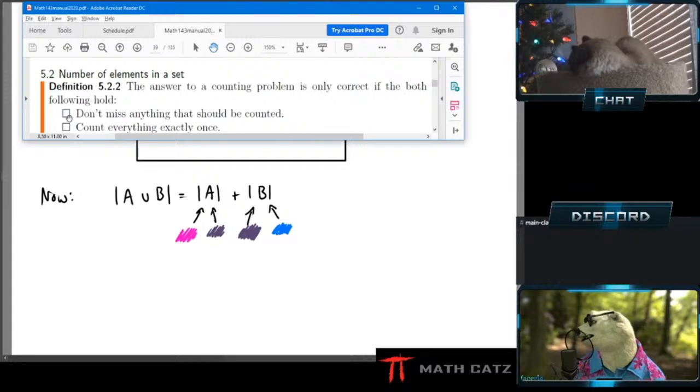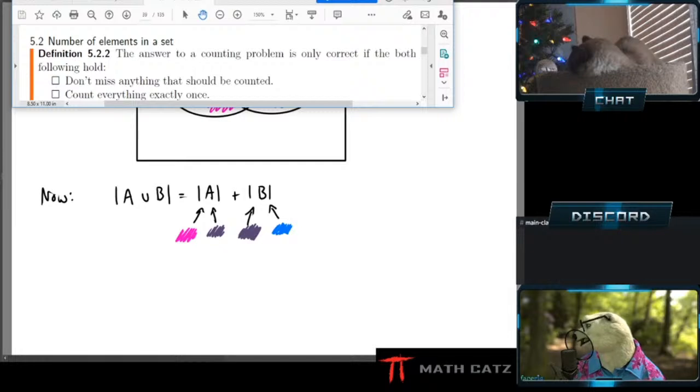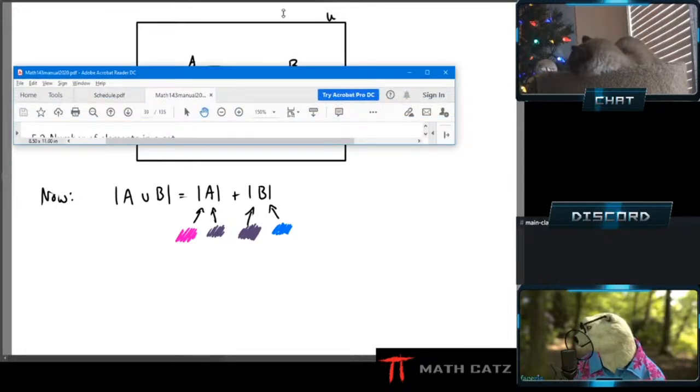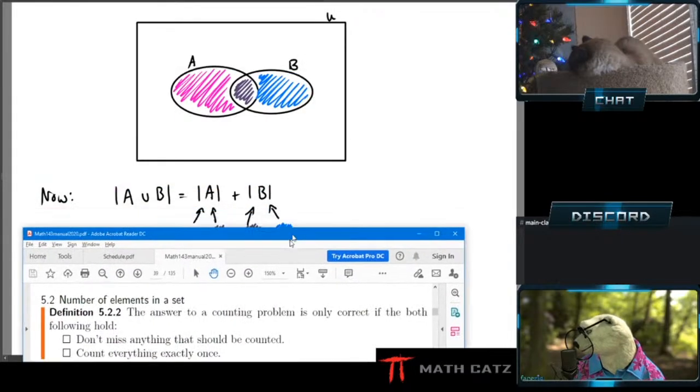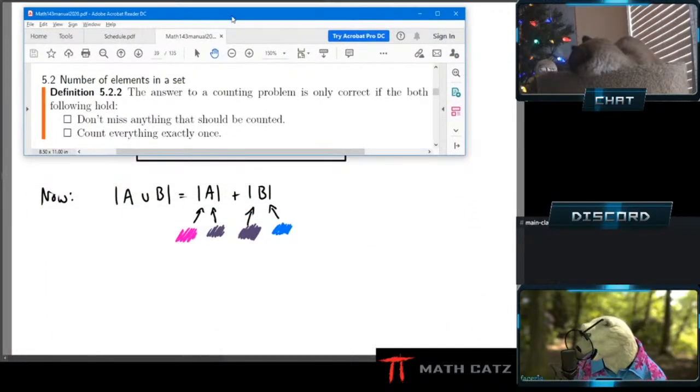I have to make sure I don't miss anything and that I do count everything that must be counted. Am I doing that? Well, yes, because when I consider A union B, it is colored when I throw everything together. Everything has a color. Everything is considered. So I'm certainly counting everything that should be counted. I'm not missing out on anything. Good. That's the first goal.